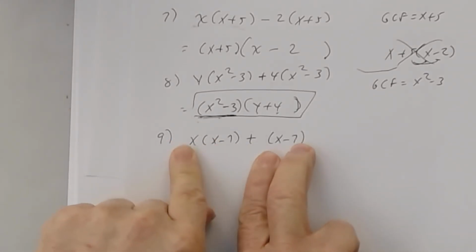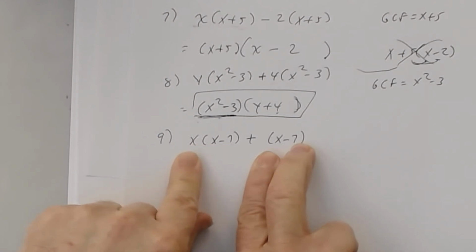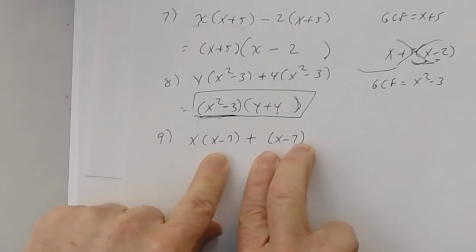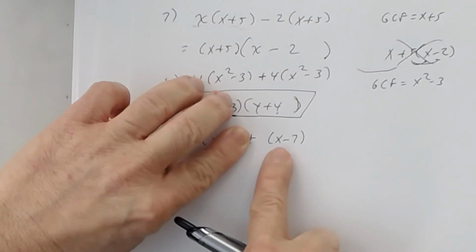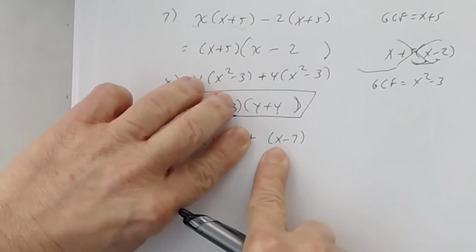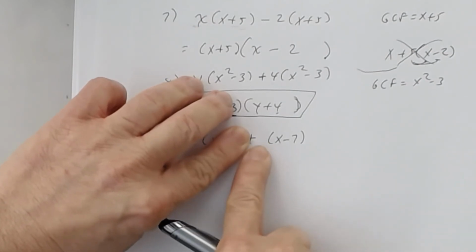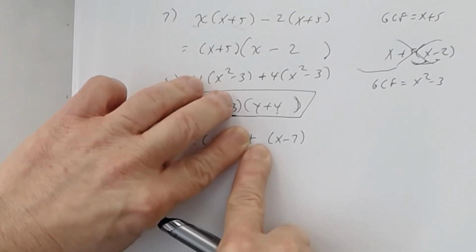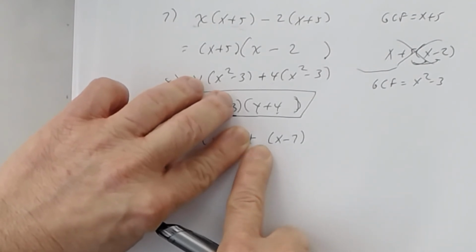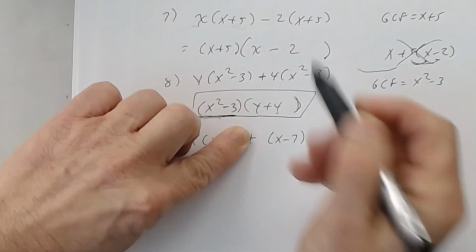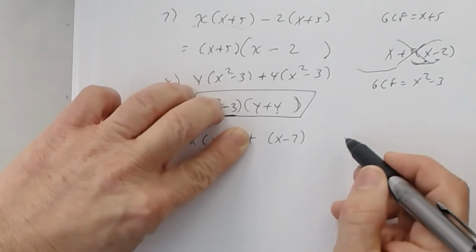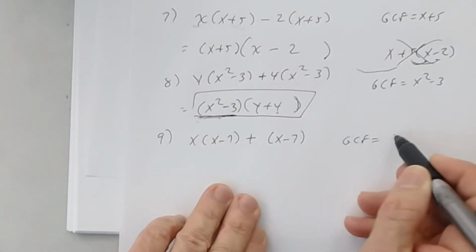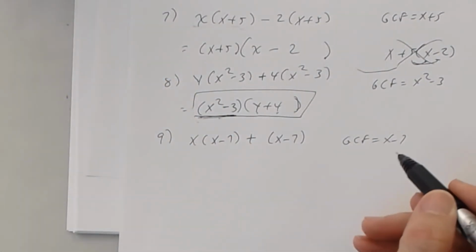Look at the first one. What are my factors of the first one? X, and what's the other? X minus 7. Look at the other one. Now, be a little bit careful with this one. You can see that one of the factors is what? X minus 7. What's the other one? 1. Good. If there's no number there, it's understood to be a 1. That's going to be important. That's a 1. Over here, what was it? Negative 2. Okay? So what's the GCF? X minus 7. So that's not the difficult part.